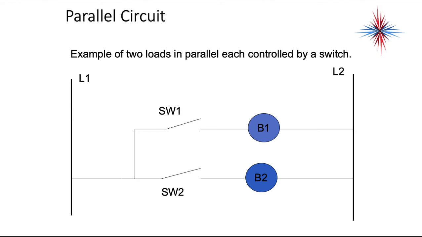Okay, I'm bringing L1 into both switch 1 and switch 2. Either switch closes, the respective light bulb lights. This parallel circuit is how room lights are done in your home.